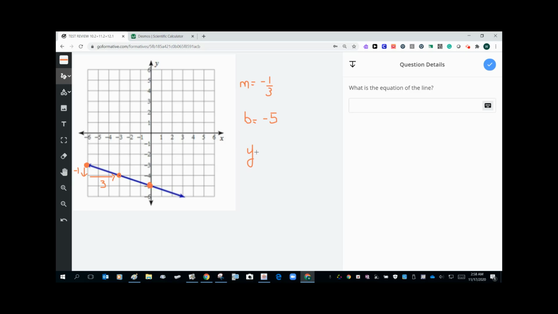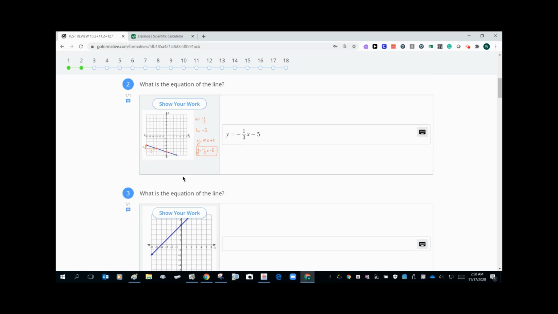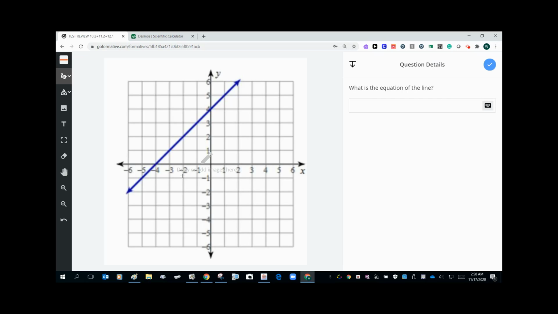So when I write my equation in the formula y equals mx plus b, my equation will be -1 over 3 x minus 5. So there we go. We're going to write over here y equals -1 over 3 space x minus 5. Check mark, and we get a green light. So that means it's correct. Let's go on to the next one.